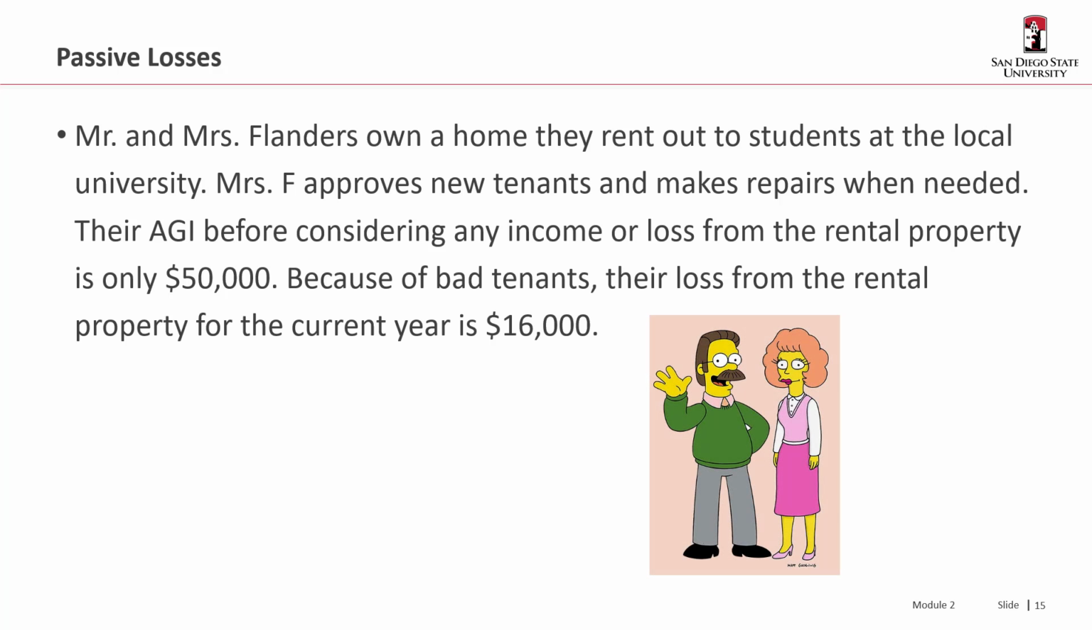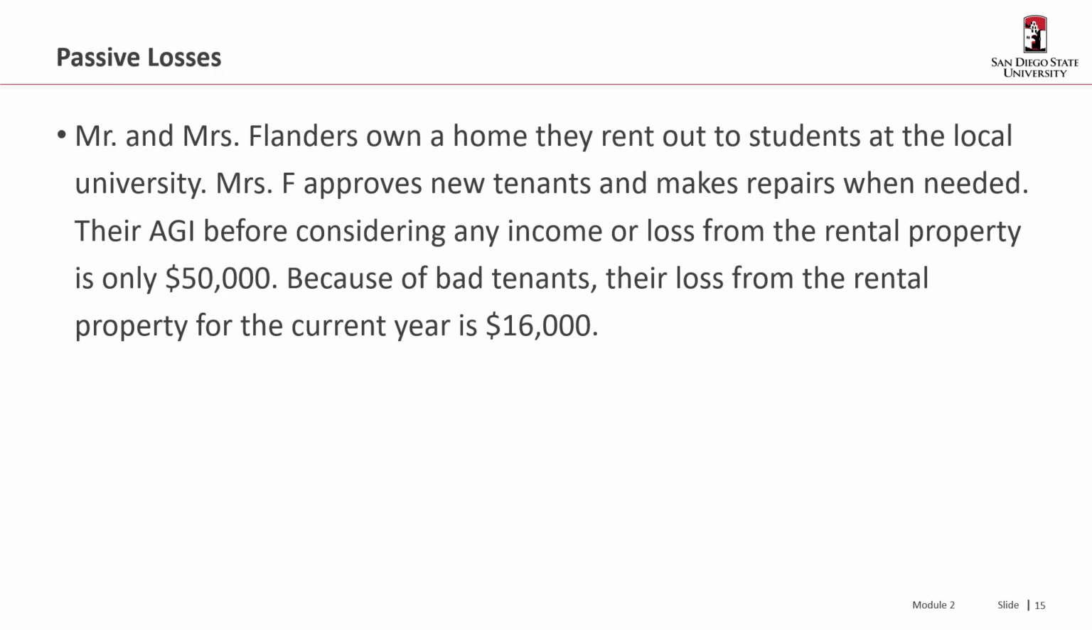Mr. and Mrs. Flanders own a home they rent out to students at the local university. And Mrs. F approves new tenants and makes repairs when needed. And their AGI, before considering any income or loss from the rental property, is only $50,000. However, because of bad tenants, their loss from the rental property for this year is $16,000.